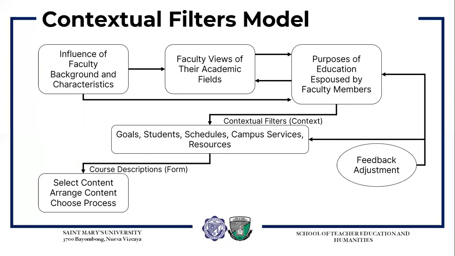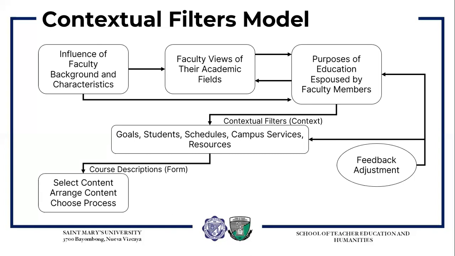If we go to the second box, the faculty background and characteristics will influence how they view their academic fields. For example, a graduate of a private university will have a different view about academics compared to a person who graduated from a public university. So our backgrounds will really affect or influence our views of our academic fields.